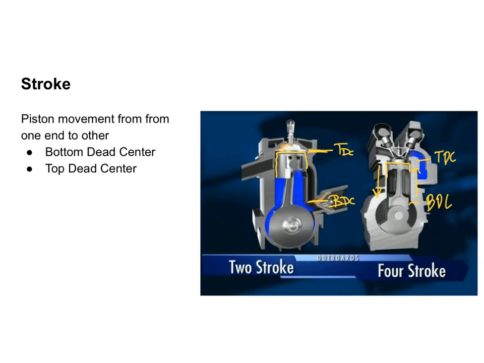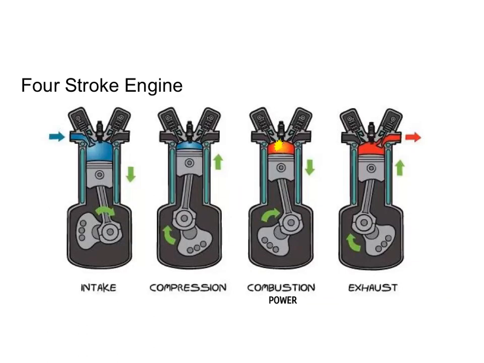So what do these strokes mean? Well, it takes two strokes for a two-stroke engine to complete its whole cycle, and for a four-stroke engine, it takes four strokes to complete the whole cycle. What do I mean by a cycle? Let's take a look at that next. On this screen are the four strokes of a four-stroke engine cycle. Remember, a stroke is when the piston moves from either bottom dead center to top dead center, or top dead center to bottom dead center. So let's take a look at the four strokes.